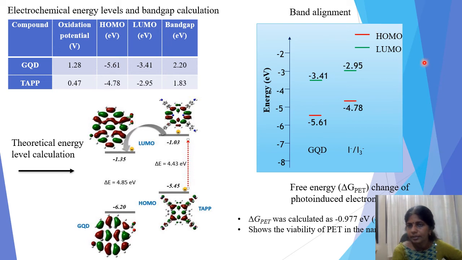And the band alignment energy diagram shows that there is a chance for the transfer of electrons from the LUMO orbital of porphyrin to the LUMO orbital of the GQD. And the feasibility of this electron transfer was actually confirmed by the calculation of the delta G value, that is the free energy change value for this process, and it was found to be a negative value, which confirms the feasibility of such an electron transfer in the excited state.